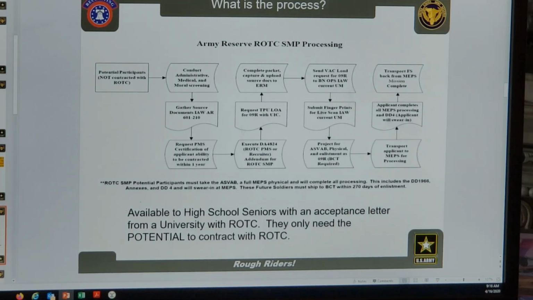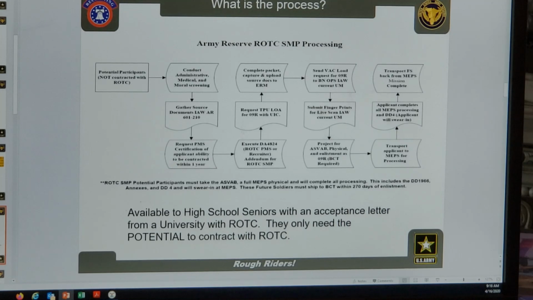Right. So what's the process to put somebody in ROTC SMP? Since the creation of UR 601-210, we've had this handy dandy flow chart. For some people it makes sense. For some people they just say it makes sense, and for some people it just made things worse. It seems easy enough. Yeah, I can read the steps, but what does it really mean? What does all this mean?